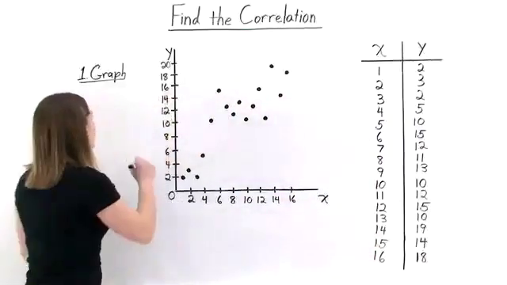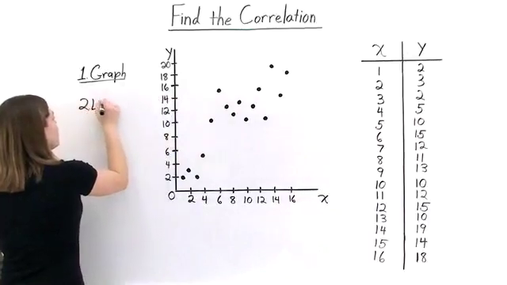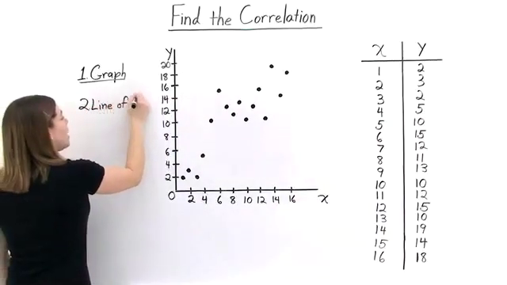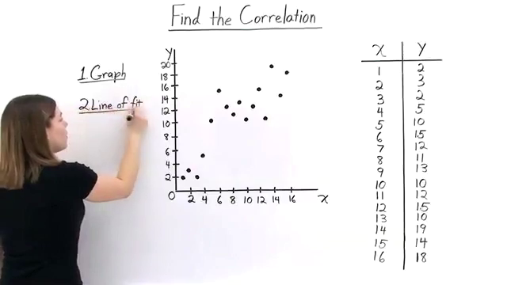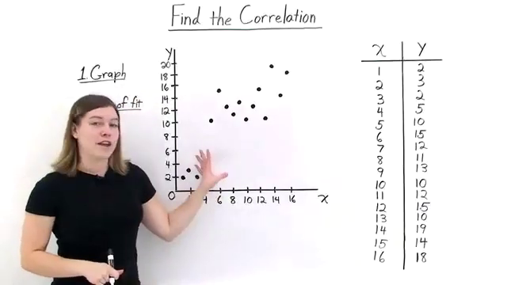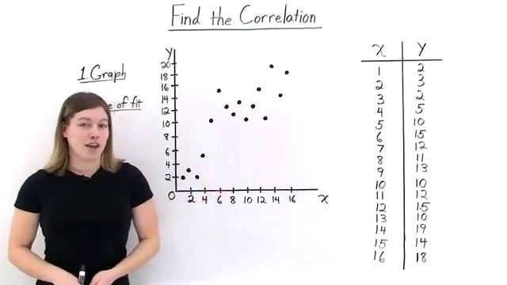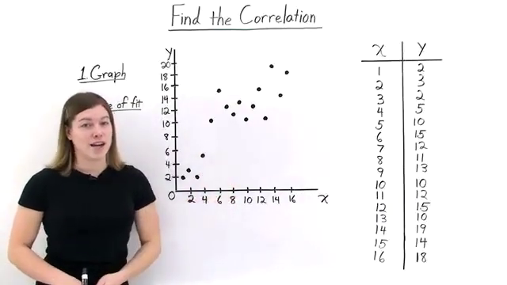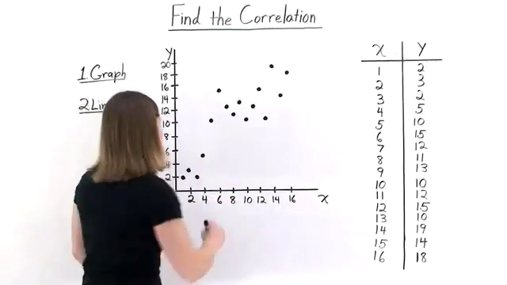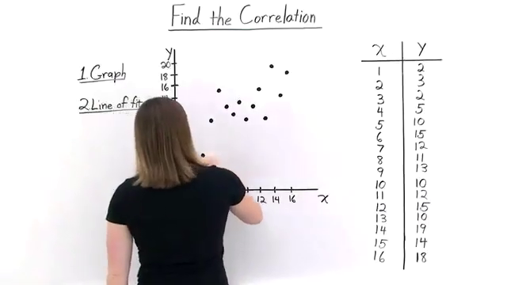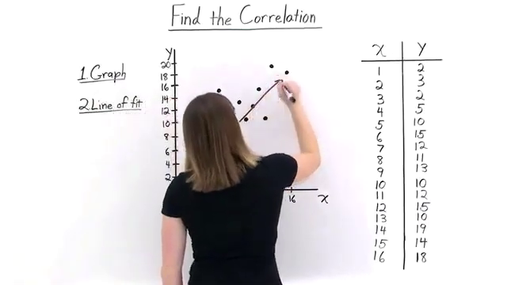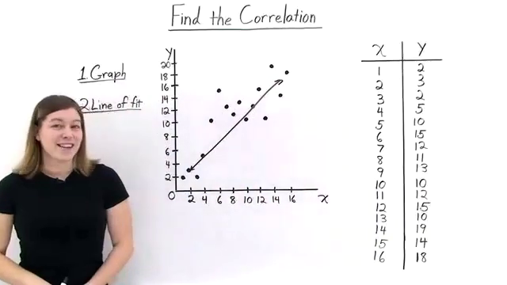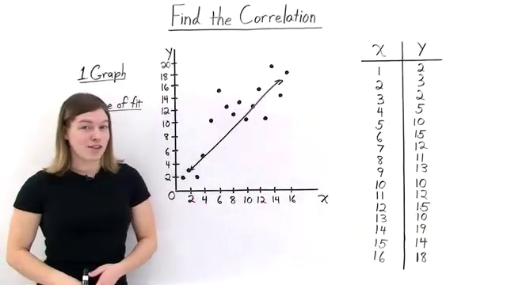Once we've graphed all of our data, the second thing we want to do is determine the line of fit for this data. So we want to take our scatter plot and find a line of fit. So we want to find the line that best represents our x and y data. The line of fit for this data looks something like this. Great. Now we have a line of fit for our data.